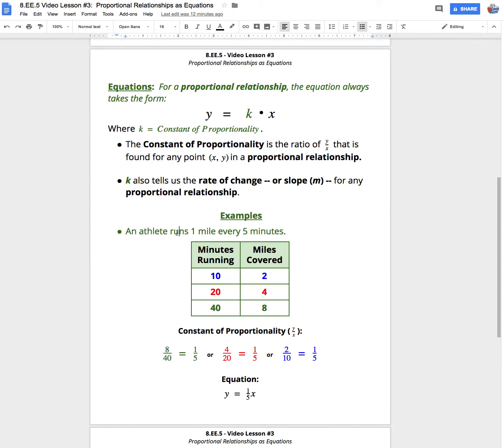So for the example of an athlete who runs 1 mile every 5 minutes, we see that whichever row we select, 2 over 10, or 4 over 20, or 8 over 40, for each data point, the ratio of y over x simplifies to 1 over 5. This means that we have a proportional relationship and the value of the constant of proportionality is 1 over 5. It means that the equation to match this would be y equals 1 over 5x. Or every time x, the minutes, goes up by 1, we increase y, the miles, by 1/5 of a mile.